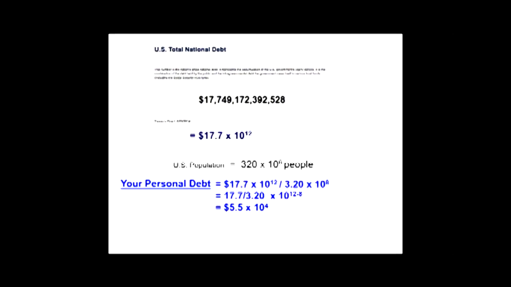What does that mean in real terms? Put 4 zeros, move the decimal over 4 places: $55,000. All of you thought that the debt you have taken on to come to UC Berkeley is a big debt. You actually owe a whole lot more even before you walked on campus.